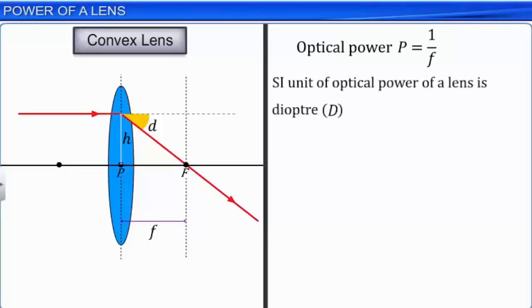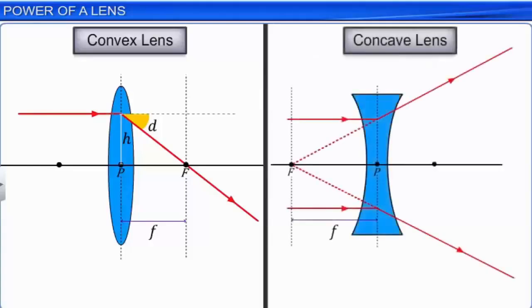Power of a lens can be positive or negative. As per the Cartesian sign conventions, focal length of a convex lens is positive and that of a concave lens is negative. Hence, the power of a lens is positive for a converging lens and negative for a diverging lens.